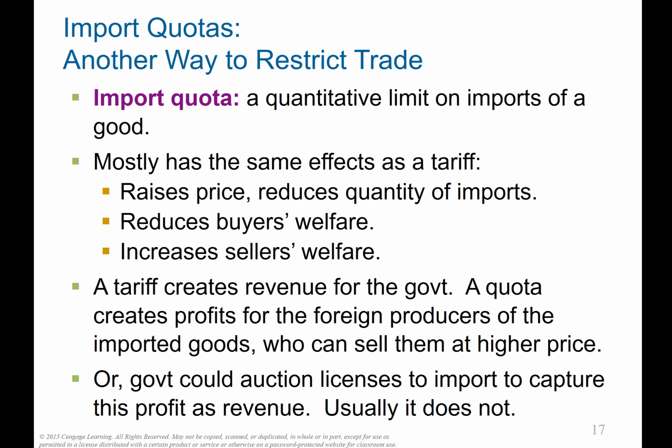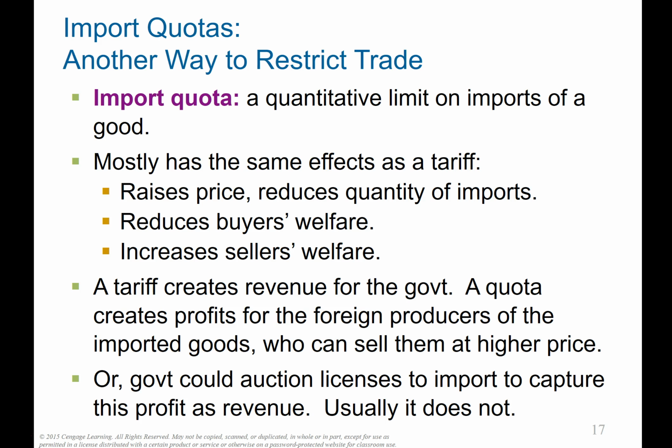Another way to restrict trade is to implement import quotas. Import quotas are very similar to a tariff. They have most of the same effects as a tariff. They are a quantitative, meaning quantity, limit on imports of a good. What will happen is if you restrict the amount of imports, you're going to have some of the same effects, meaning higher prices and reduced quantity of imports. Those higher prices are going to reduce the welfare of buyers. They're going to increase the welfare of sellers, and this is all domestically.